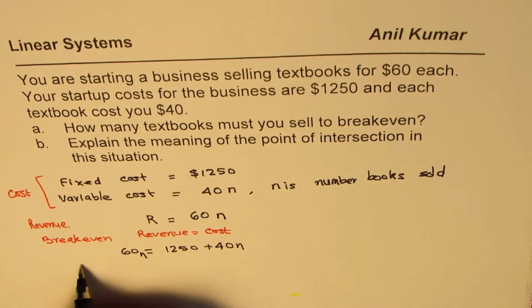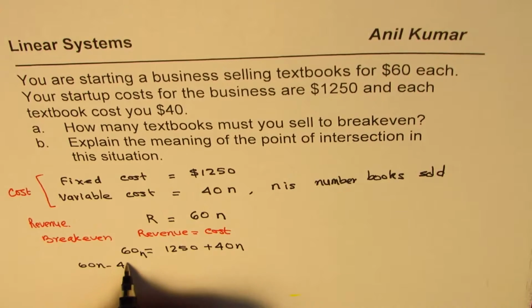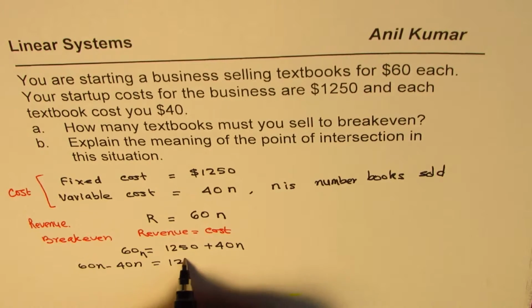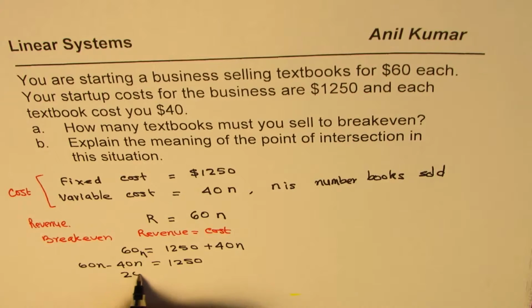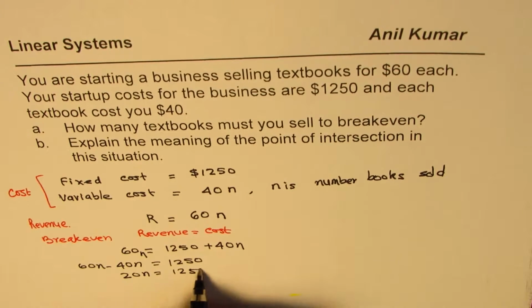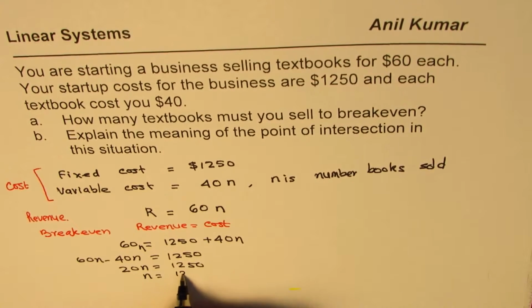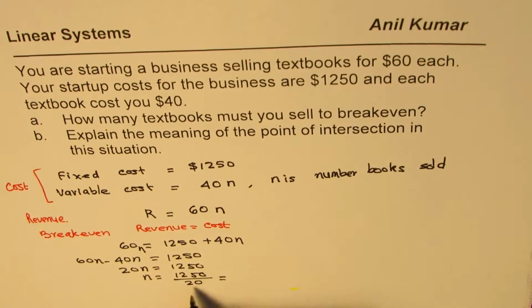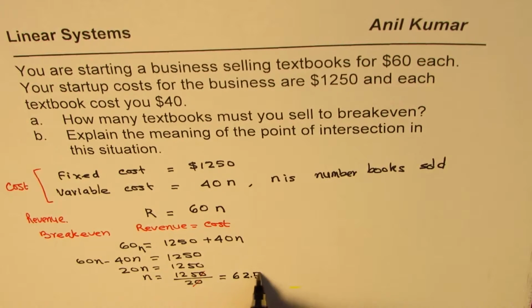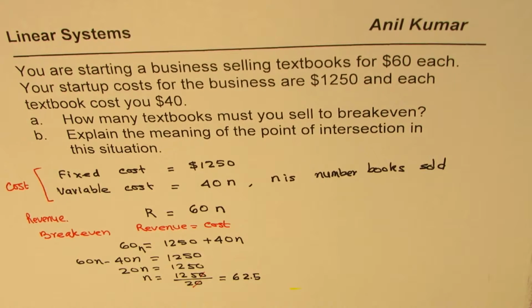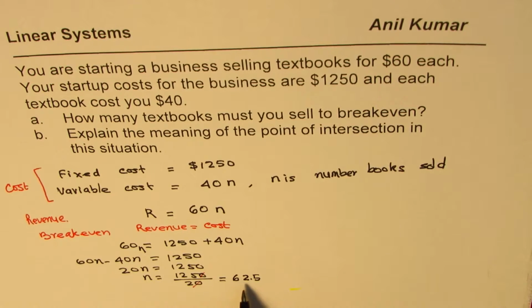So when we solve this equation, we get 60n minus 40n equals 1250, which is 20n equals 1250, and n equals 1250 divided by 20, right? Okay, so 0, 0 cancels, and then we'll divide by 2. So we get 62.5. That's what we get, right? So the break even happens when n is 62.5.